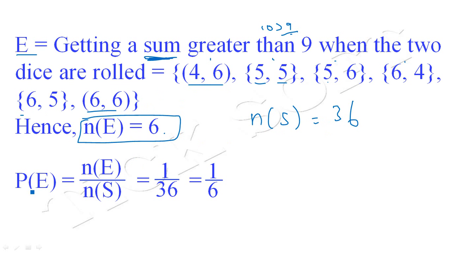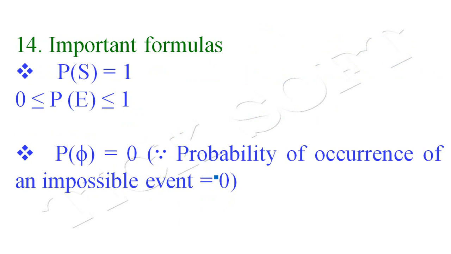Therefore P(E) = n(E) / n(S), which is equal to 6/36, because n(E) is 6, not 1 by 36, it is 6 by 36. Now n(E) is 6, n(S) is 36, so we get 6/36. If we cancel these two values by using the common factor 6, then we get 1 over 6, since 6 divided by 6 is 1 and 36 divided by 6 is 6. So the answer is 1/6. This is how we have to find the probability of any event.